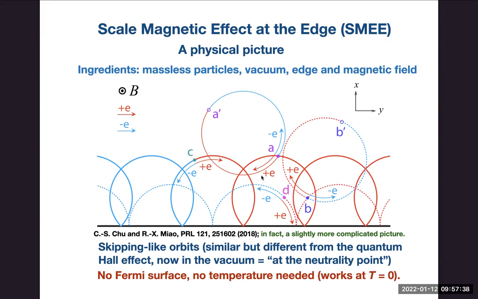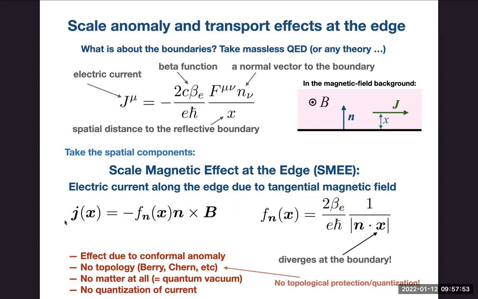Moreover, the closer I am to the boundary, the more chance that the current will survive and not be annihilated by something else. That can also be shown. That's why the closer I am to the boundary, the bigger the current is. So basically, I recover this kind of dependence. I will have an electric current proportional to some factor, which depends on the beta function and the distance to the boundary, times the product of N, the normal to the boundary, and the magnetic field. So the normal is in this direction, the magnetic field is towards me, and the current will move to the right. So we get a current due to quantum effects, and this current will not be quantized.